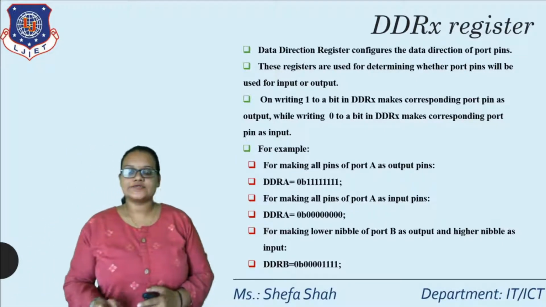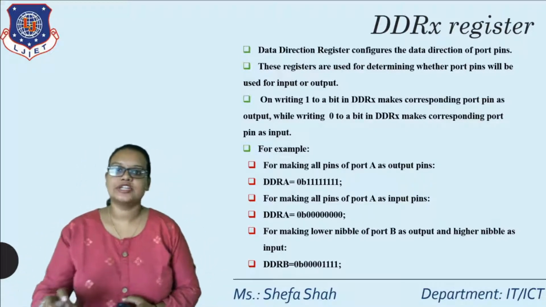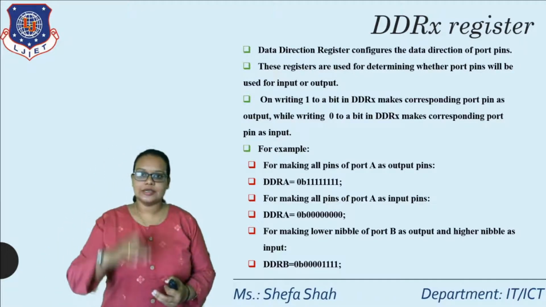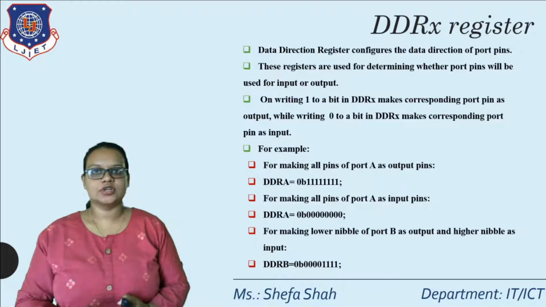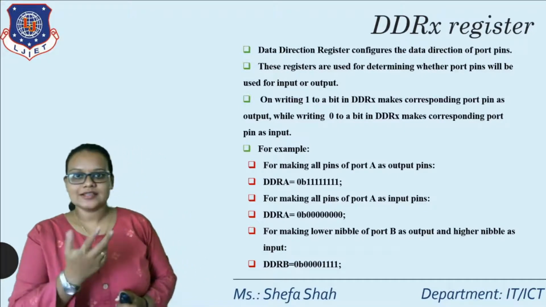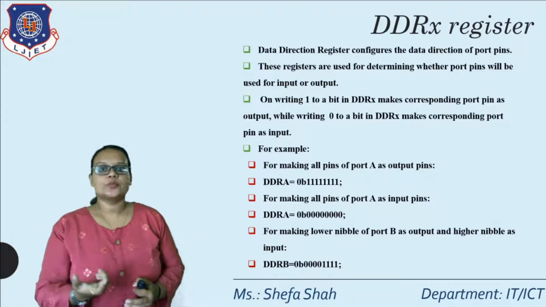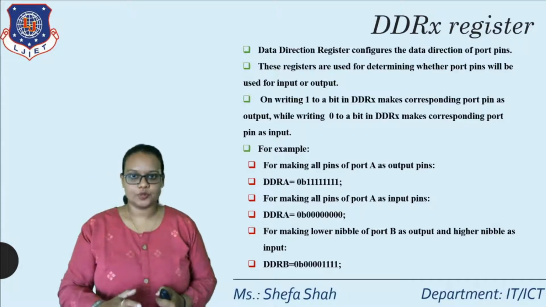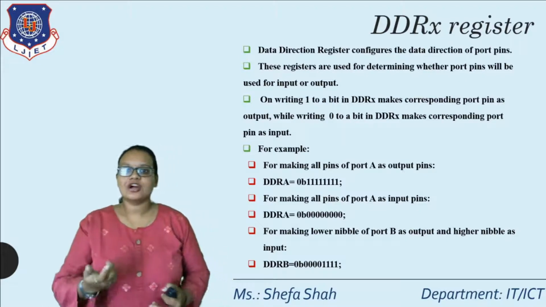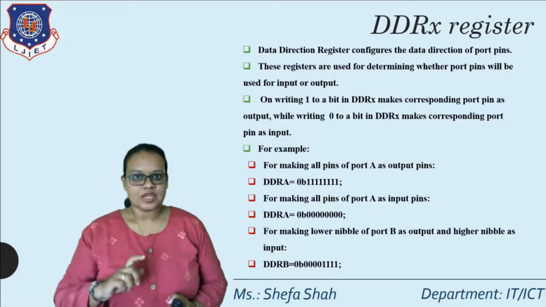So DDRX stands for data direction register, which works as the data direction for that particular port, right? That means it will decide whether the port will work as input or output at that particular time. Clear? Now whenever all the bits of that DDR, that is from PX0 to PX7, are equal to 0, then that particular port will work as an input port, right? And if that port works as an input port, only the pin function of that port will be used, and the port function will be disabled, right?